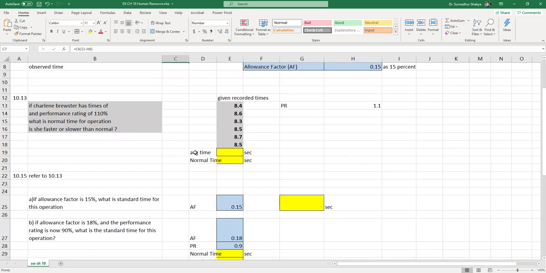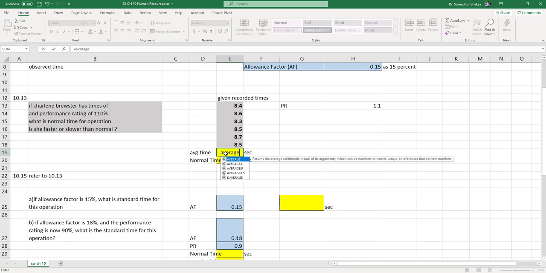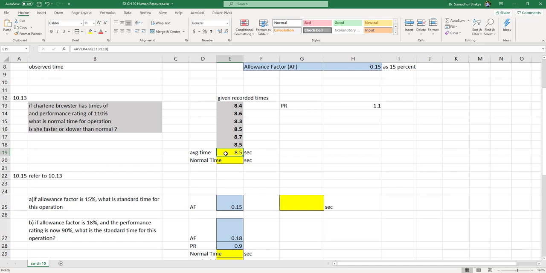Okay, so now let's look at another example. Charlene Brewster has these observed times, and her performance rating is about 110%. So she is 10% more than the average person. And so first thing is to calculate average observed time. I calculate average observed time comes out to be 8.5. Now the normal time therefore will be 8.5 seconds times 1.1.